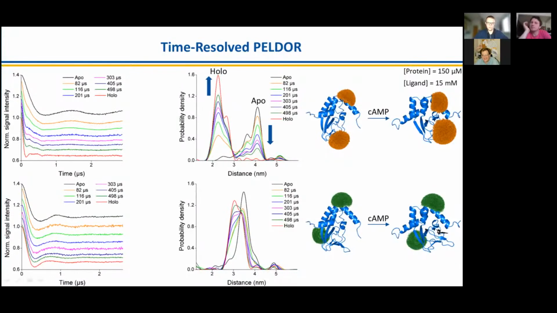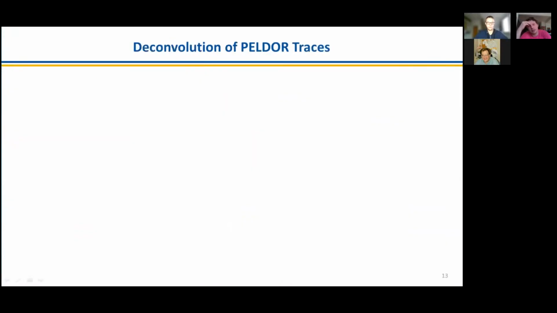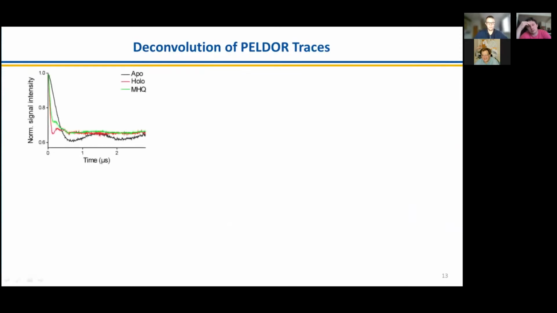So in order to further look into that and to also quantify the percentages of the apo state and the holo state, we had to find a method to do that. And quantifying the percentages of apo state and holo state can be done by deconvolution of the PELDOR traces. So what we started with was the trace of pure apo state, pure holo state, and the MHQ shot trace at a certain aging time.